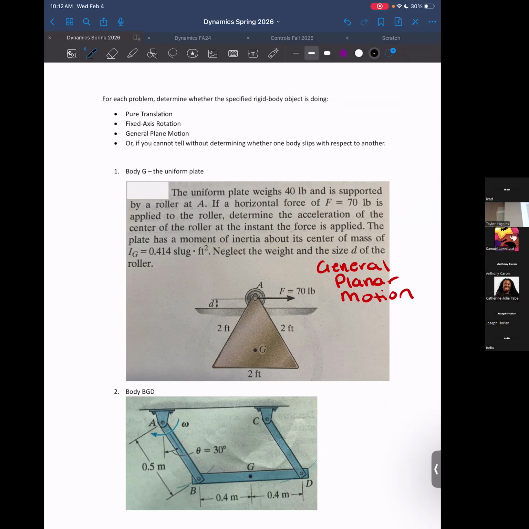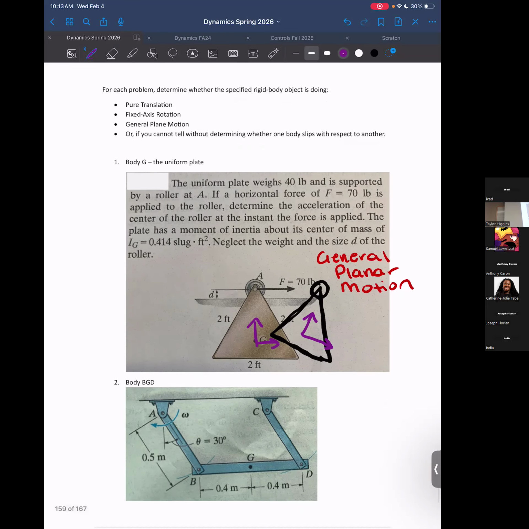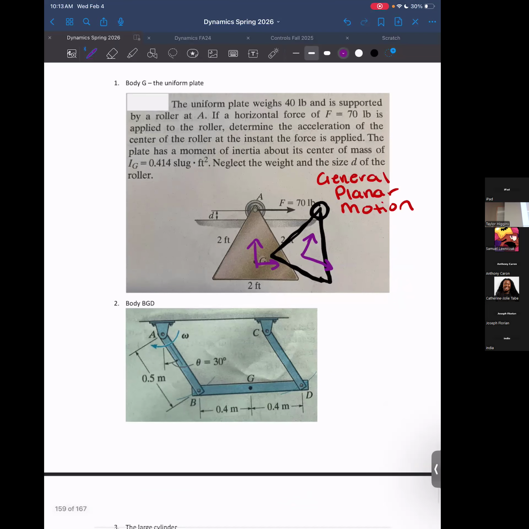So if we draw another point in time, A might be here, and this Dorito hanging on is probably going to be doing something like this. If I draw a coordinate frame here, and I look at it at another time step, that coordinate frame has both translated and rotated. Okay, very good. Tell me about number two, body BGD.